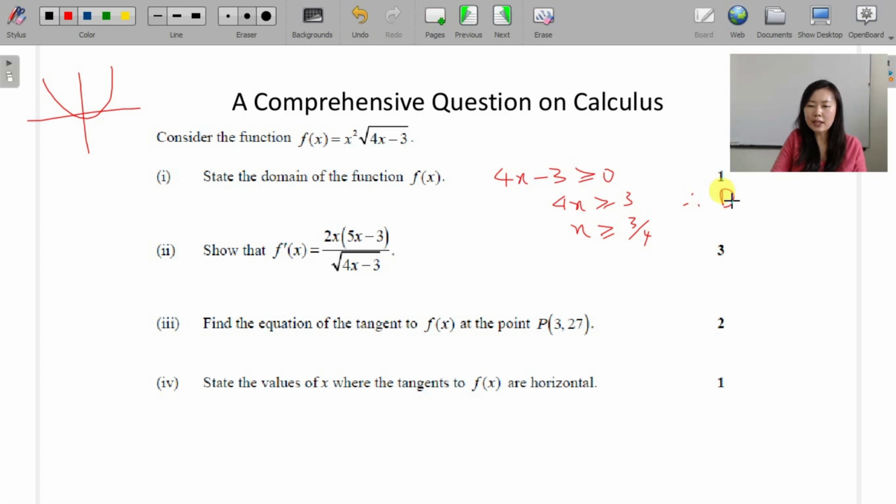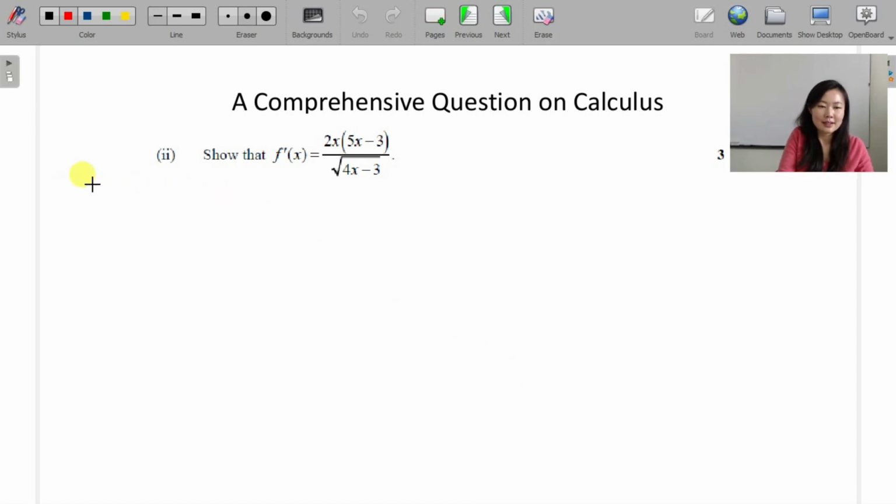So therefore, domain is x has to be greater than or equal to 3 on 4. All right, so that's the first part. All right, the second part, the derivative. So let's start with the function itself.